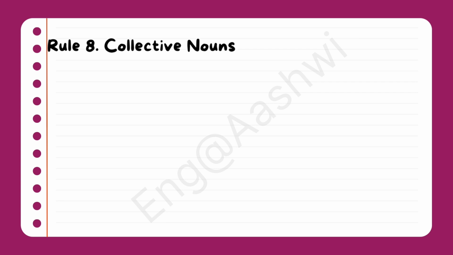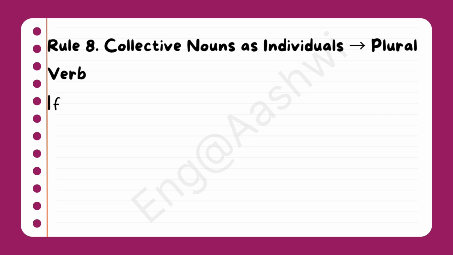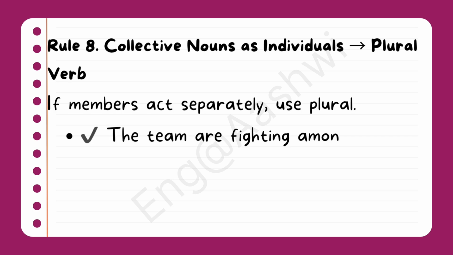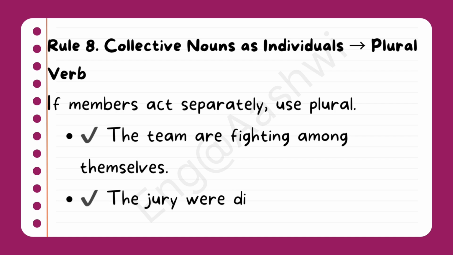Rule number 8. Collective nouns as individuals always take plural verb. If members act separately, use a plural verb. For example, the team are fighting among themselves. The jury were divided in their opinions. Here they are all considered as individuals, so they are considered plural subjects. So we have to take a plural verb with them.